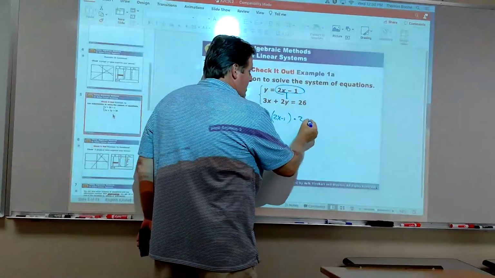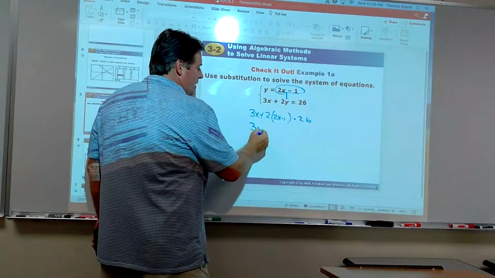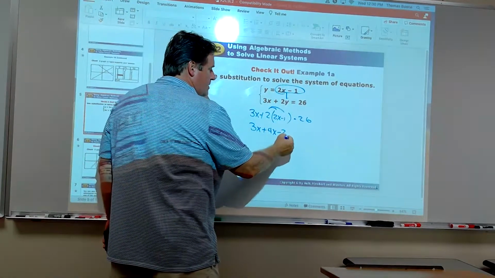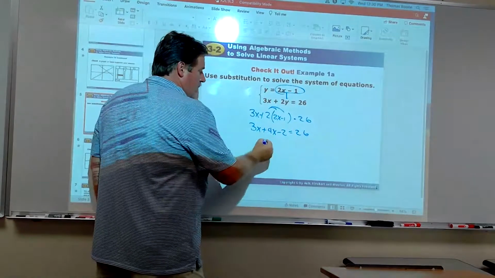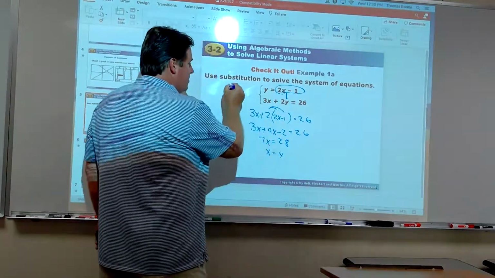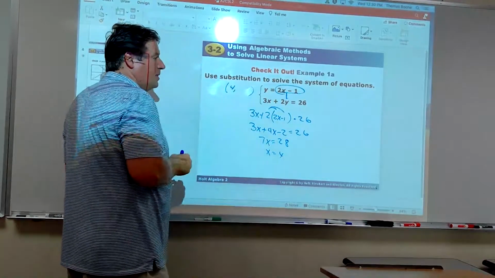And that equals 26. So 3x, now we have to distribute. So we get 4x minus 2 equals 26. We'd have 7x is equal to 28. So once again, x equals 4. It doesn't always equal that, but there we go.